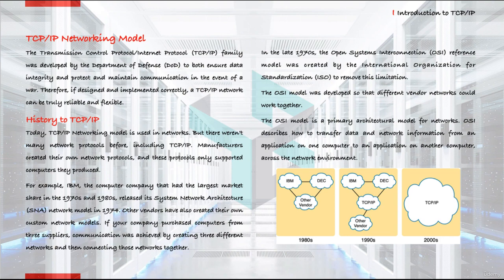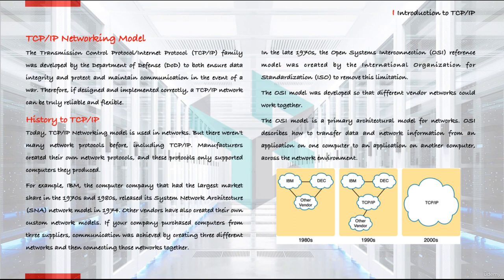Now let's look at the history leading up to TCP/IP. Networks today use the TCP/IP networking model, but previously there were not many network protocols, including TCP/IP. Manufacturers created their own network protocols, and these protocols worked only on computers they manufactured. For example, in the 1970s and 1980s, the computer company with the largest market share was IBM. IBM released its System Network Architecture network model in 1974. Other vendors created their own private network models, and if you bought computers from all three companies, you could communicate by creating three different networks and then connecting those networks together.